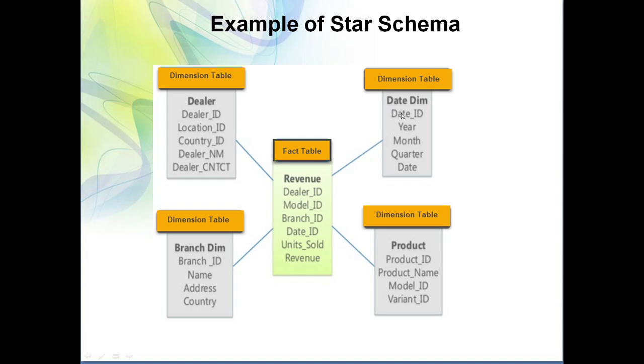They have their attributes. In this case, date ID is a primary key. In the case of product, product ID is a primary key. In the case of the branch dimension table, branch ID is a primary key. In the case of dealer, dealer ID is a primary key. So we consider that this is a parent table and these are the child tables. In a star schema, the fact table acts as a parent table, whereas the dimension tables act as child tables, each having their own primary key. So a parent-child kind of relationship exists in this star schema.